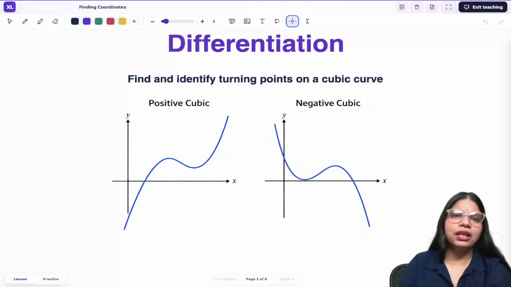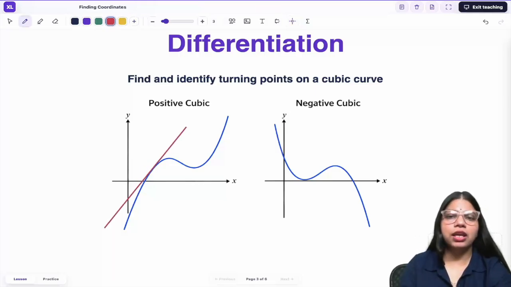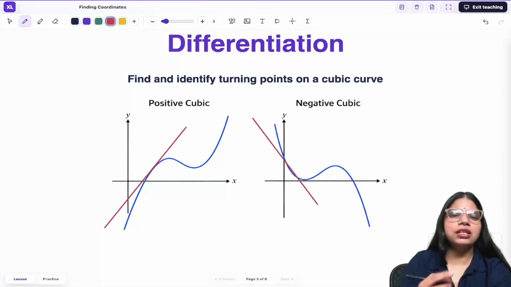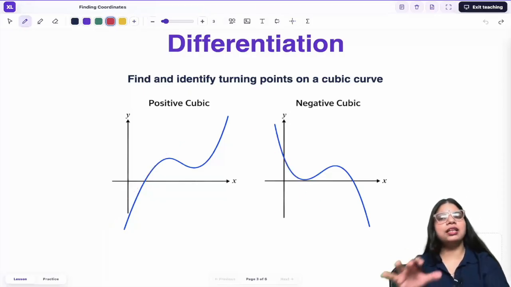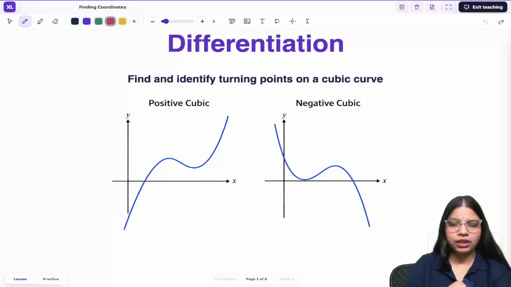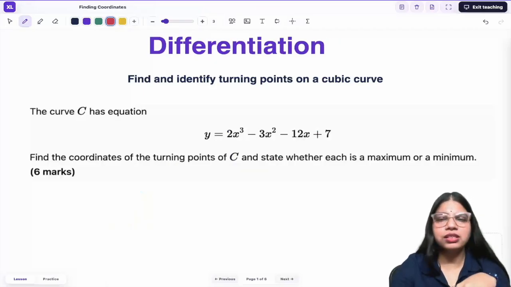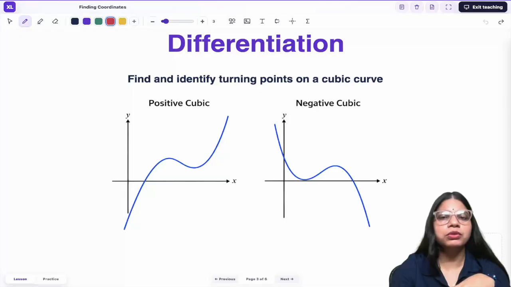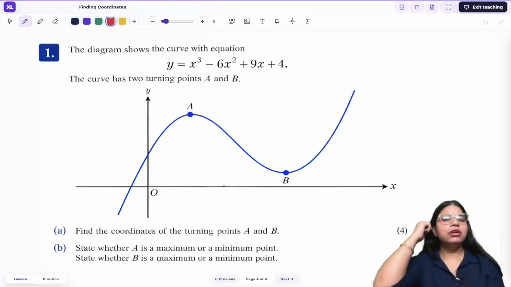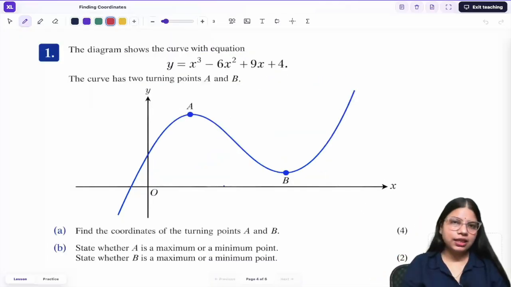The best way to understand that is, if you draw a tangent and it has a positive gradient, it's a positive cubic. If you draw a tangent like this, it has a negative gradient, so it's a negative cubic. So to do these types of questions, we'll first try understanding how to do questions where we have a graph given, and then we'll remove the graph.